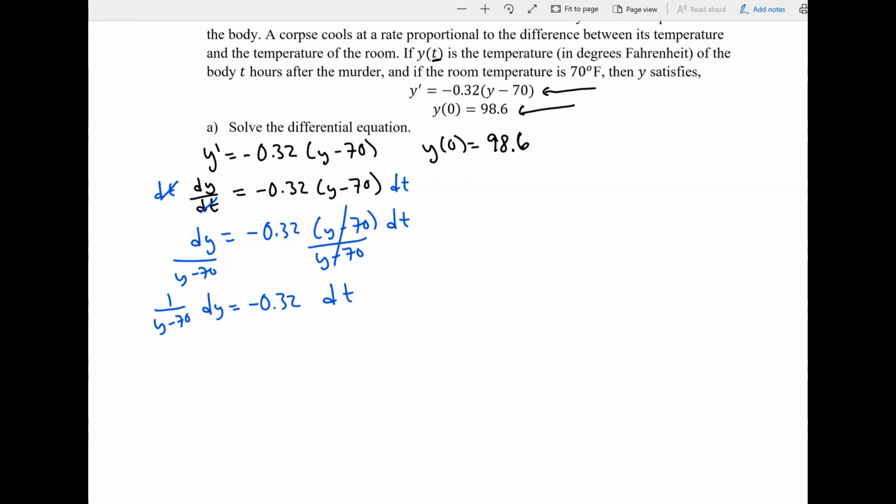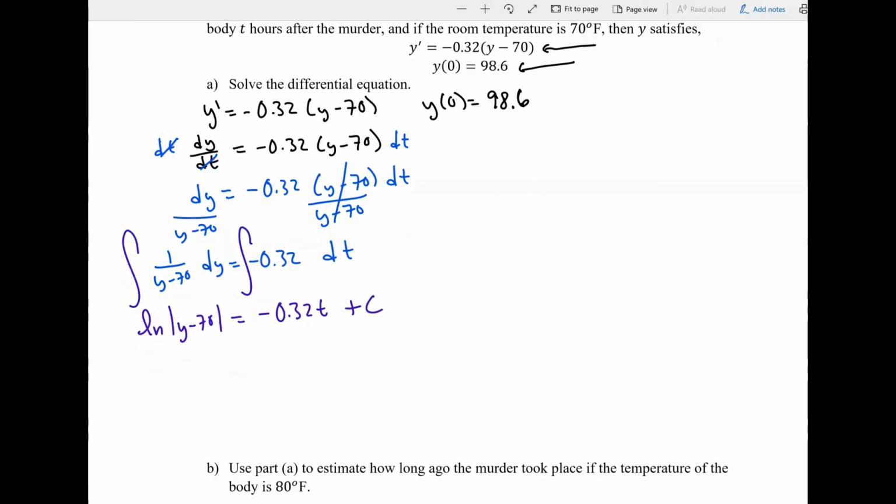Now, because we separated all of this out, we can just take the integral of both sides. This gives me the natural log of the absolute value of y minus 70 is equal to negative 0.32 t, and then I have a plus c. We're going to get rid of that natural log by exponentiating both sides. So I'm going to take an e to both sides. This gives me the absolute value of y minus 70 is equal to e to the negative 0.32 t plus c.